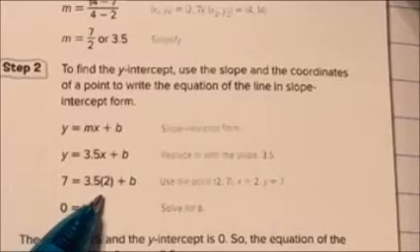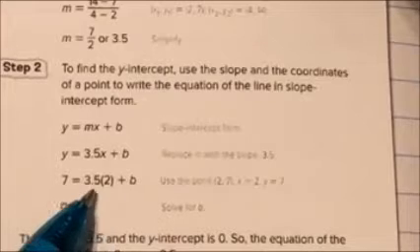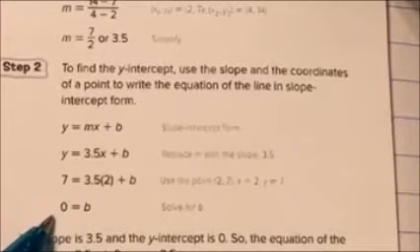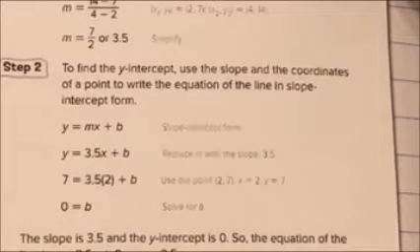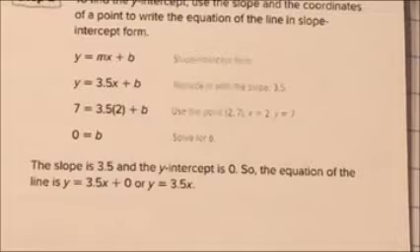When I do that, I get 3.5 times 2, which is 7. Then I'm going to subtract 7 from both sides, so 7 minus 7 is 0, so b equals 0. Okay? So the slope is 3.5 and the y-intercept is 0. So the equation of the line is y equals 3.5x plus 0, or just y equals 3.5x.